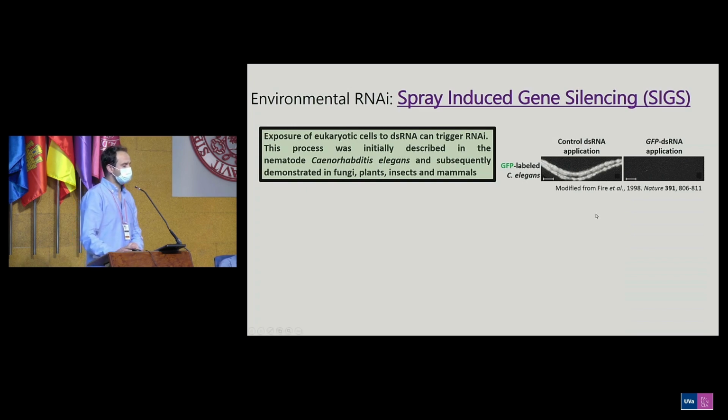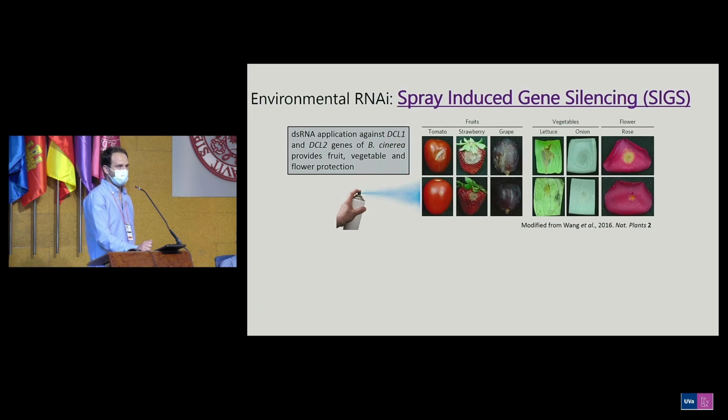You can see in the picture genetically modified Caenorhabditis elegans that is able to express GFP. And when you spray on the nematodes the small interfering RNAs against GFP, you block the expression of the GFP, so under microscope you don't see any fluorescence from the GFP. So it's known that SIGS also works in fungi, plants, insects, and mammals. And this is an example in fungi.